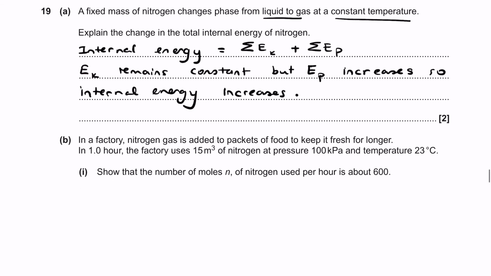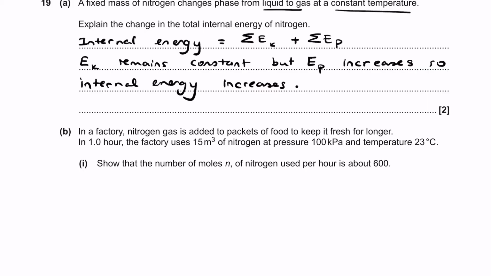So for part B, we're given that in a factory, nitrogen gas is added to packets of food to keep it fresh for longer. In 1 hour, the factory uses 15 meters cube of nitrogen at a pressure of 100 kilopascals and temperature of 23 degrees Celsius. Show that the number of moles N of nitrogen used per hour is about 600.